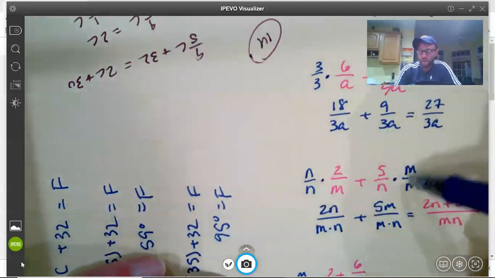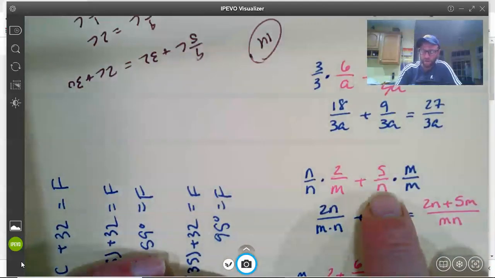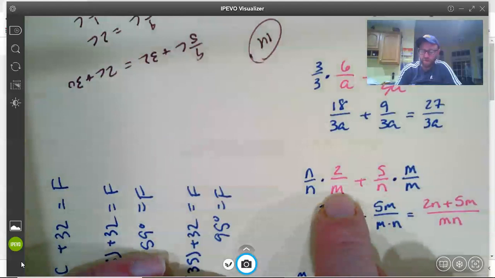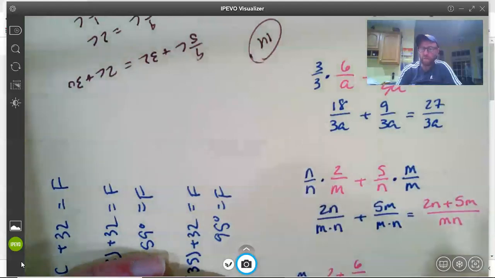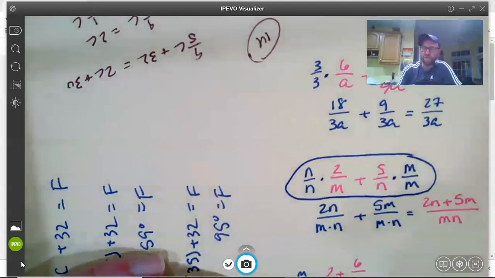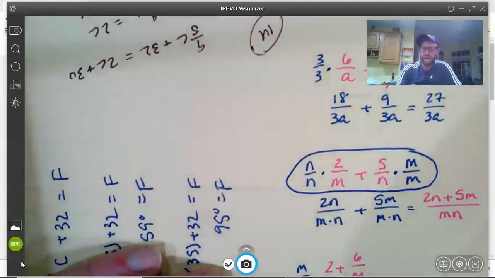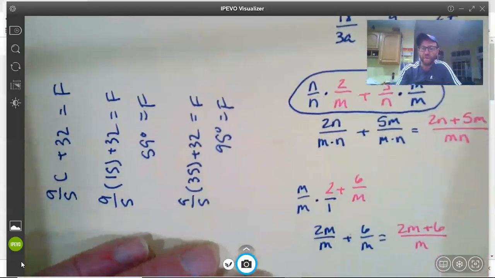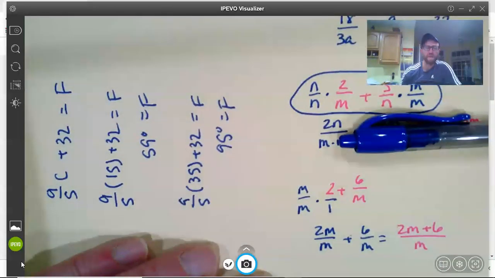I multiply both numerator and denominator. So for example here, the n, I was missing an m, so I multiplied by m over m. And this m is missing an n, so I multiply by n over n. This procedure right here, you want to pay attention to that, because there's plenty of opportunities to use that little trick. Okay. All right. Adding fractions with variables in the denominator.